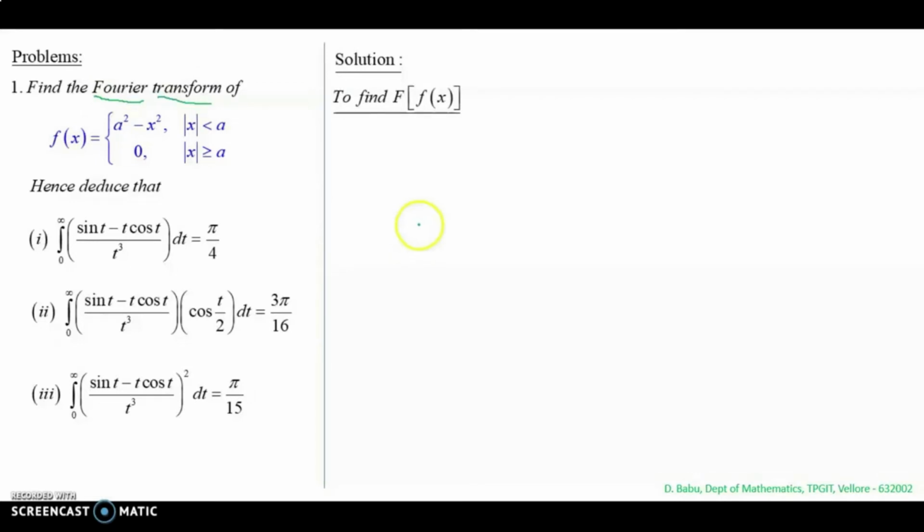What is the formula for Fourier of f of x? Fourier of f of x equals 1 divided by square root of 2 pi, integration from minus infinity to plus infinity of f of x e power i s x dx. Let's see the limits, the range for f of x. Here the limit is minus infinity to plus infinity. So minus infinity to plus infinity can be split into three parts.